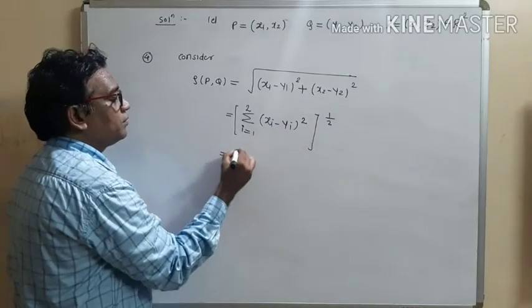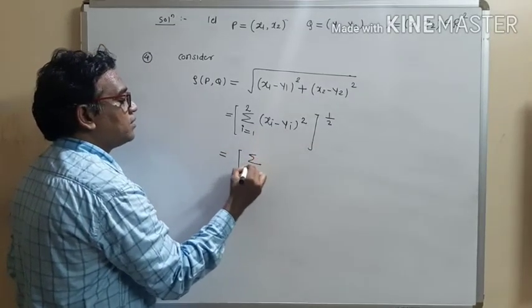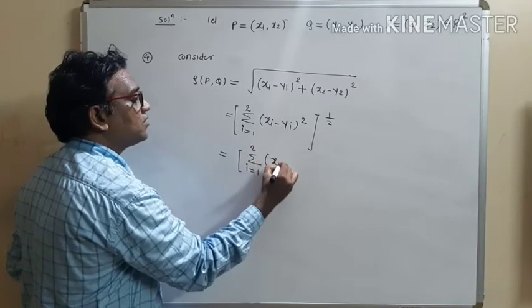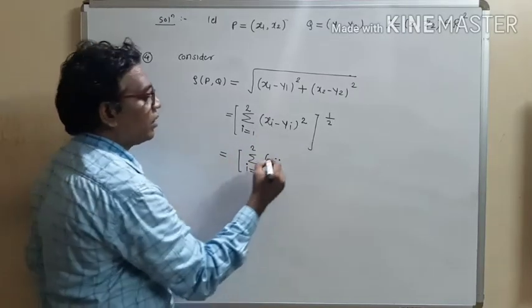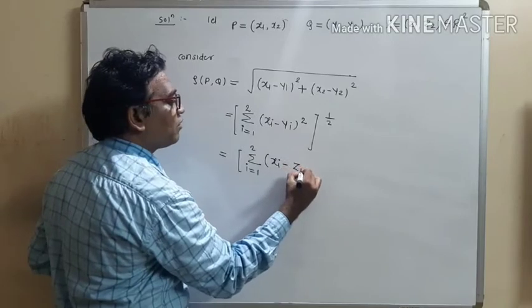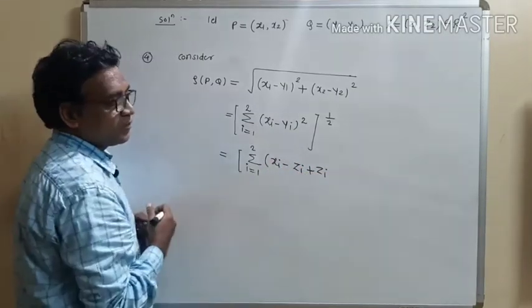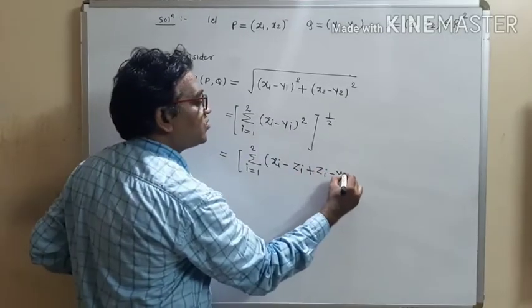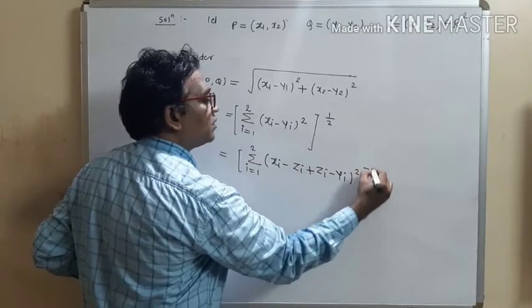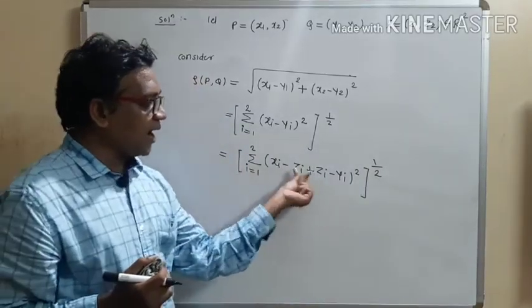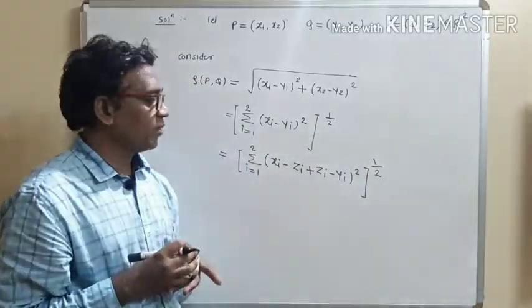This is equal to the summation, i varies from 1 to 2, of xi. Now subtract one term and add one term, so there is no change. Minus yi, bracket squared, raised to 1 half. This is the same term, we just add and subtract the same term.